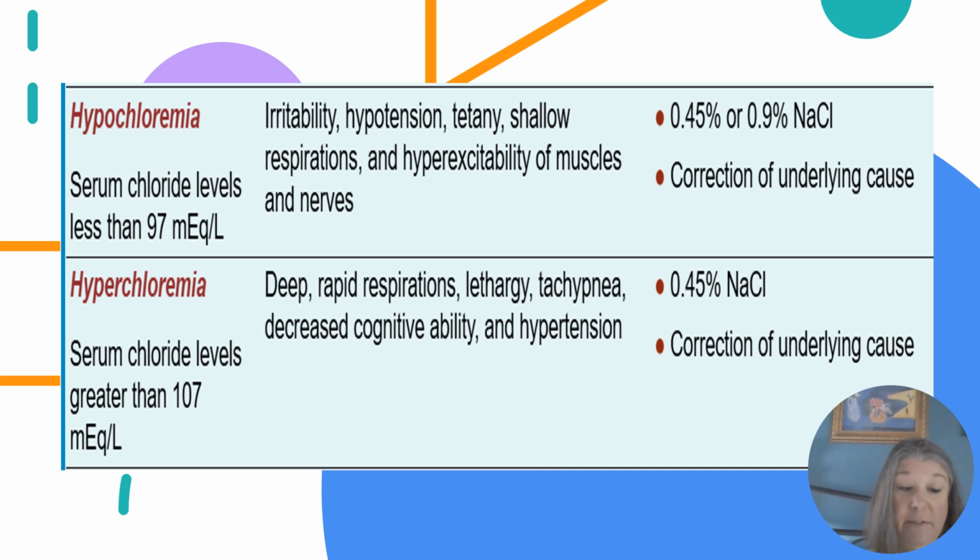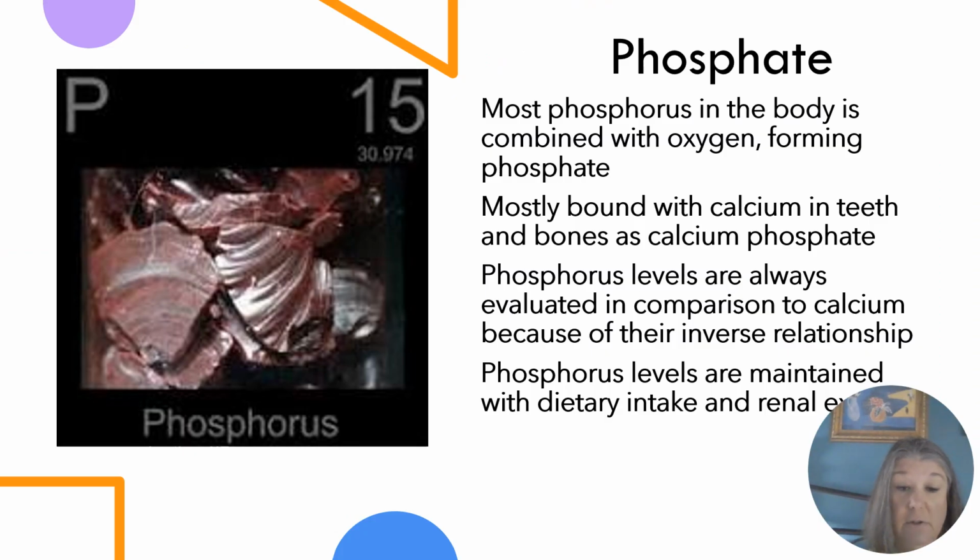Here is our slide. Slide 40 is hypochloremia compared to hyperchloremia. So you can see those side by side. Phosphate. All right. So phosphate, most abundant intracellular anion. Phosphate in the ECF is known as phosphorus. Most phosphorus in the body is combined with oxygen, forming phosphate. So phosphate is just phosphorus and oxygen.